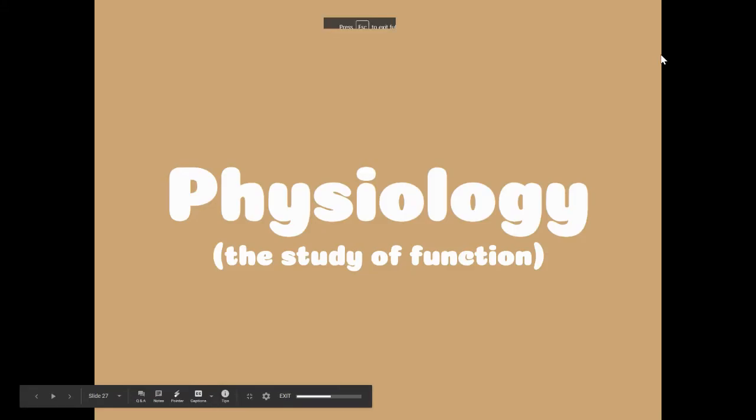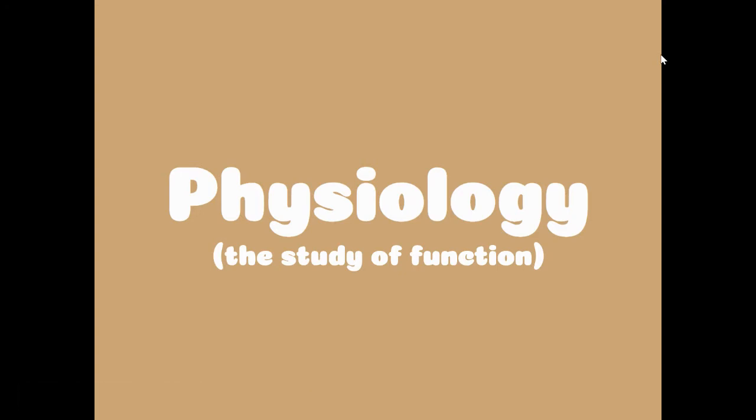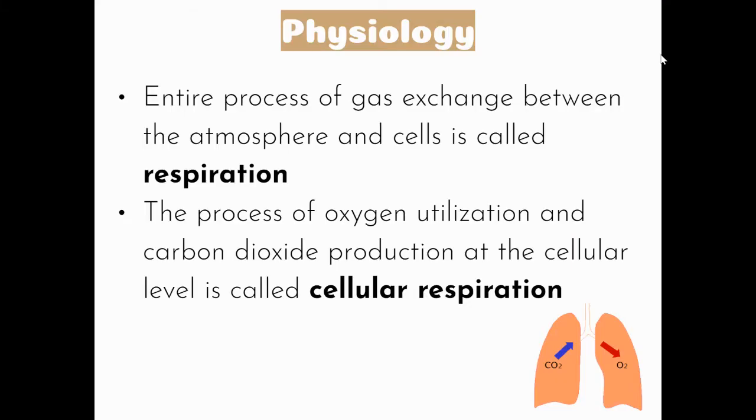Let's talk physiology, the study of function in the respiratory system. We've gone through the upper respiratory system and the lower respiratory system, and we understand all the parts and the need for exchanging oxygen with CO2. So let's go through how this all works. The entire process of gas exchange between the atmosphere and cells is called respiration.